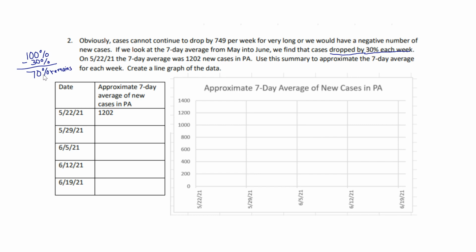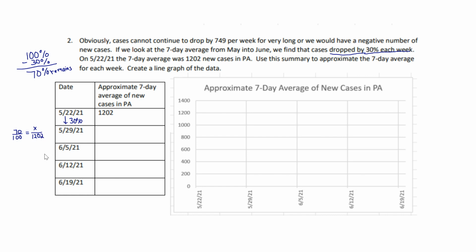Now, if I want to do math with a percentage, I either need to change it to a decimal or I need to work in a proportion. So my understanding is that from May 22nd to May 29, this will drop, it will go down by 30%. And so that means that May 29 would have 70% remaining. So percent goes over 100, so 70 over 100 is equal to x, the part that remains, out of the 1202.